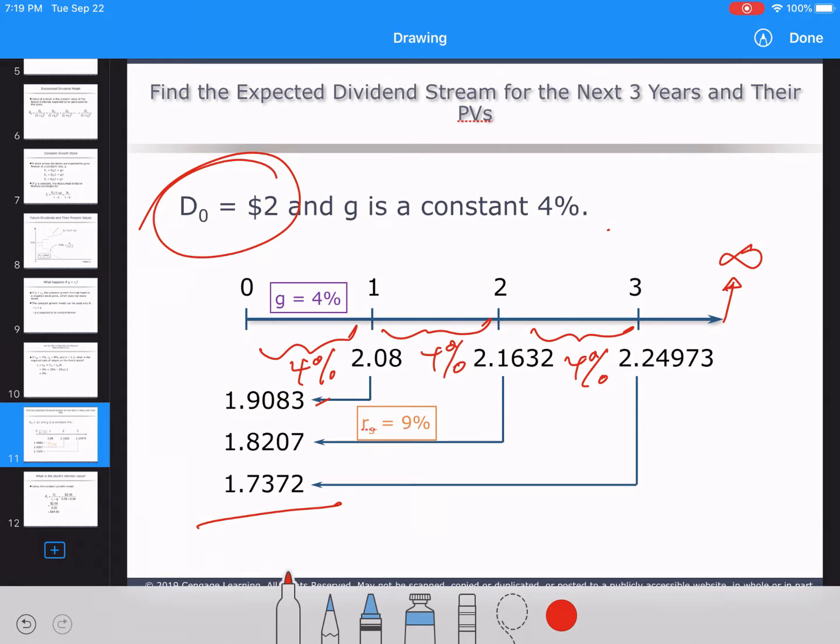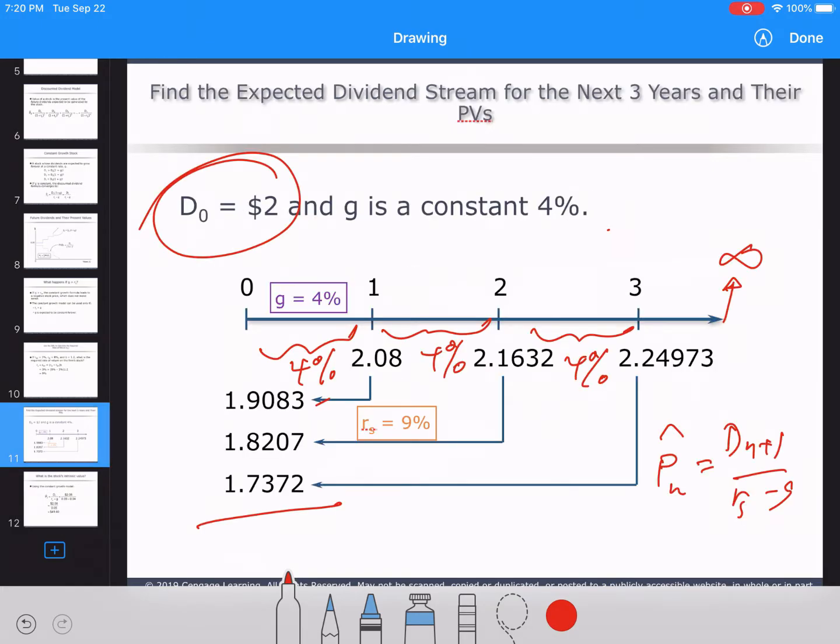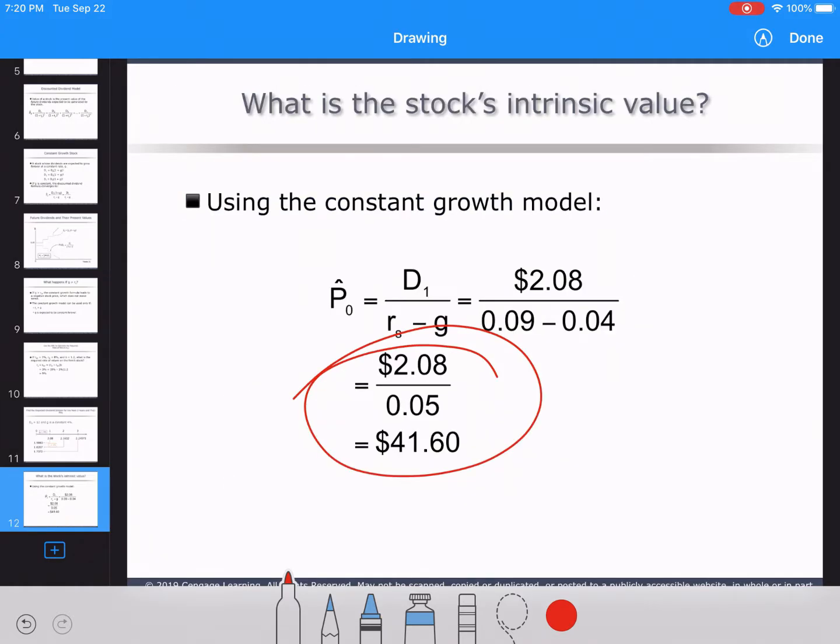So you apply the formula that was there before, that is P hat n is equal to D n plus 1 over (r sub s minus g). You apply that and it becomes a simple solution of 41.60. So you can say that if you have a dividend series like 2.08 going into infinity, the price of the stock would be $41.60. Now you see, this is also known as the equilibrium price.